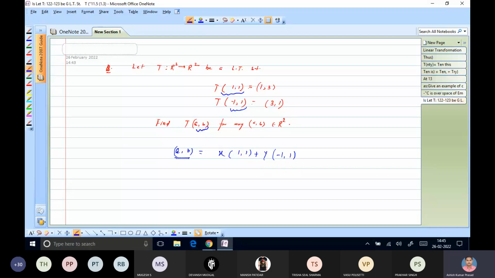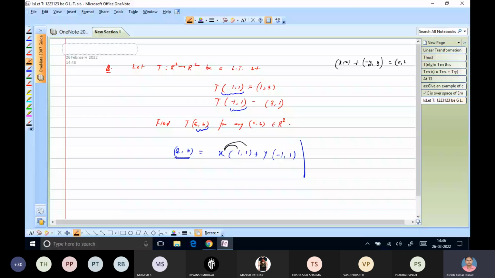Either you make the system of equations and solve, or you can do it with your experience. Suppose you want to solve, because if you are not experienced, how can you solve? So let us see how you can do it. See, on the right side, x times (1,1) plus y times (-1,1), so I'm getting (x-y, x+y), and that is equal to (a,b). Now if you take the first component, you have x minus y equal to a. If you take the second component, you have x plus y equal to b.